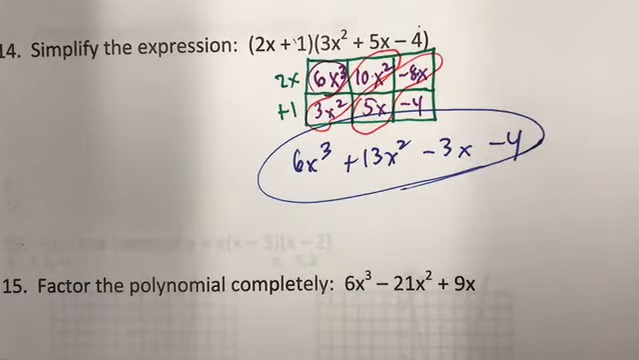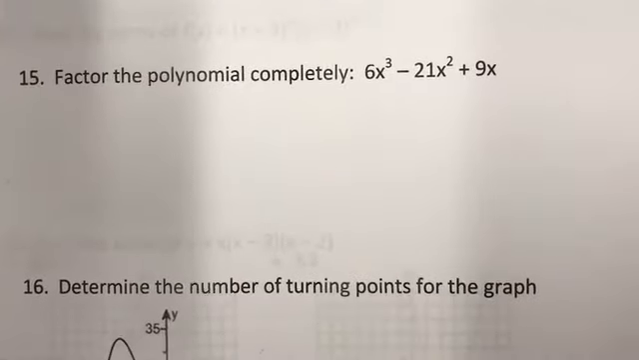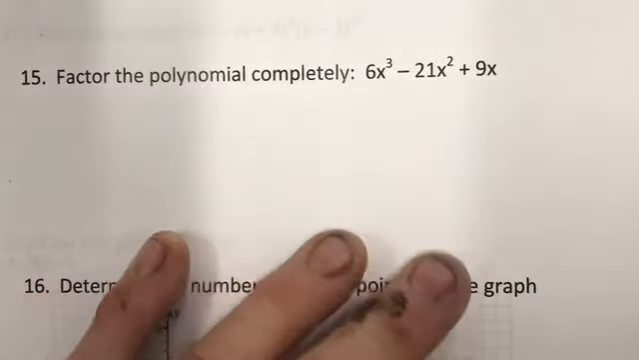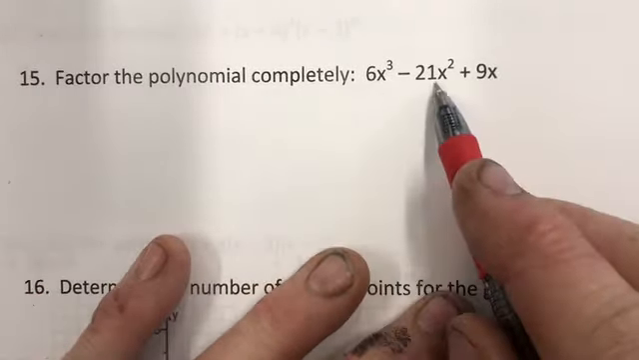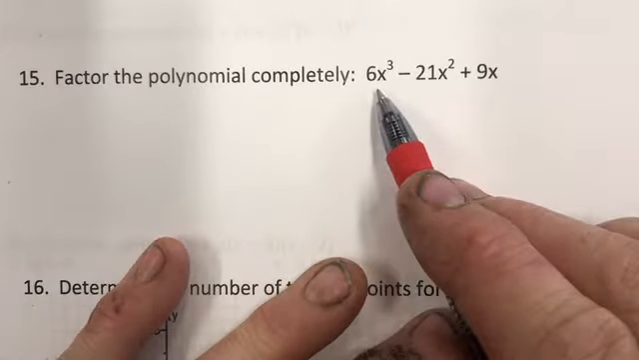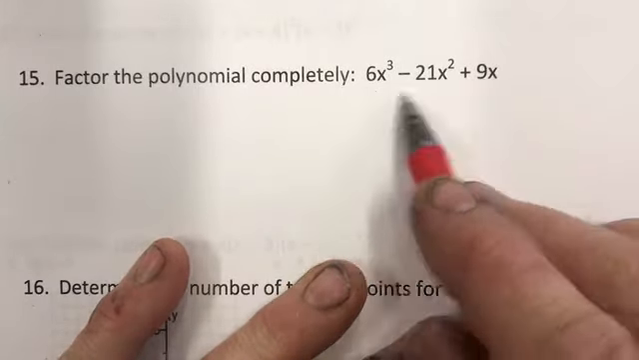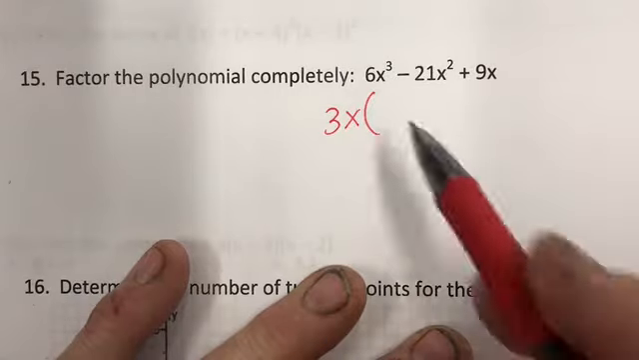Okay. Factor this one completely. Number 15. Factor completely. Now when I look through here, they all have an x, so that means I can factor x out. And if I look at my numbers, 6 and 21 and 9, all those are divisible by 3. So I could pull a 3 and an x out of this expression. So I want to divide that out.